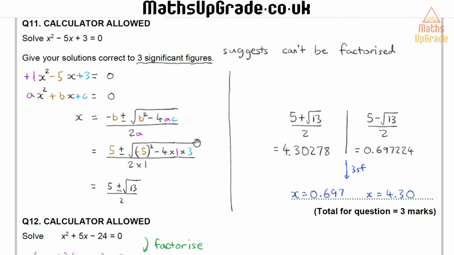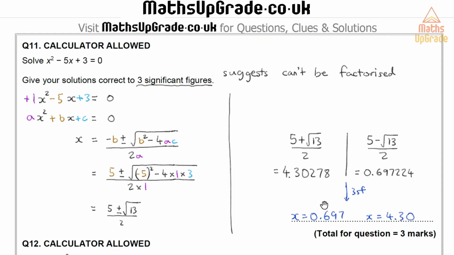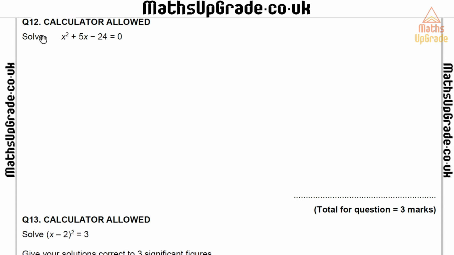Evaluating all this inside the square root gives me root 13. So my solutions are going to be 5 plus root 13 over 2 and 5 minus root 13 over 2. When I round those to 3 significant figures, I'll get 0.697 and 4.30. Those are both 3 significant figures for 3 marks. A big clue here that you can't factorize it is also the fact that the solutions need to be correct to 3 significant figures. Question 12 is another fluency question on solving a quadratic for 3 marks.